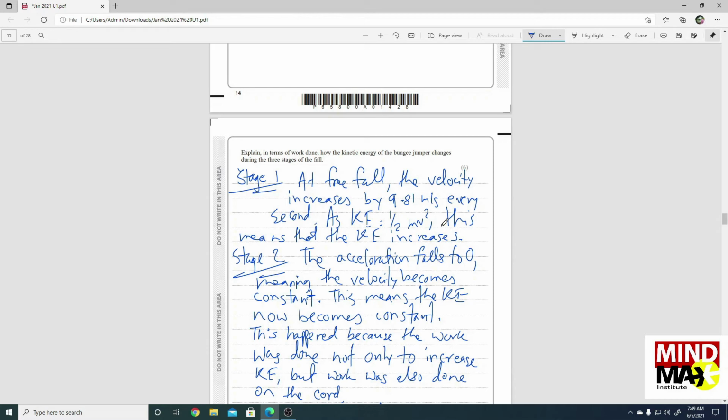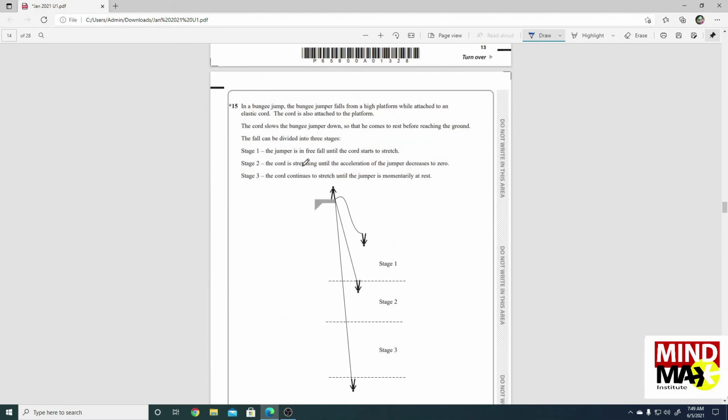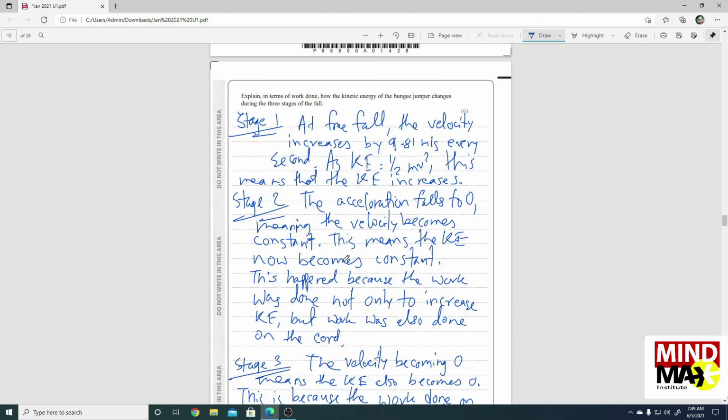So because it's at free fall, meaning it's accelerating. So if it's accelerating, that means the kinetic energy increases because kinetic energy depends on velocity. And if the velocity is increasing, it's definitely accelerating. Okay, that's what I wrote here. Then they have said the cord is stretching until the acceleration of the jumper decreases to 0. If acceleration decreases to 0, it means that the net force has become 0. Acceleration becomes 0 when the net force is 0, right? And if the net force becomes 0, the velocity becomes constant. Acceleration 0 means the velocity has become constant. That means the kinetic energy also becomes constant, right? Acceleration falls to 0 means kinetic energy is now constant.